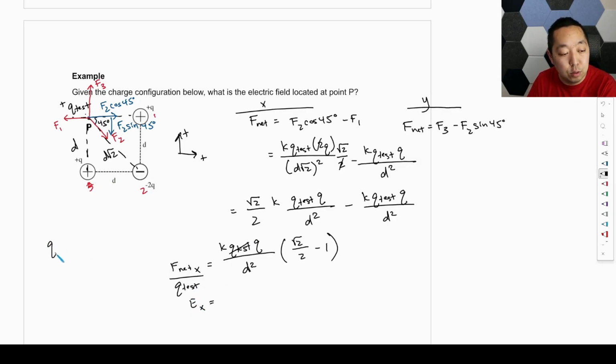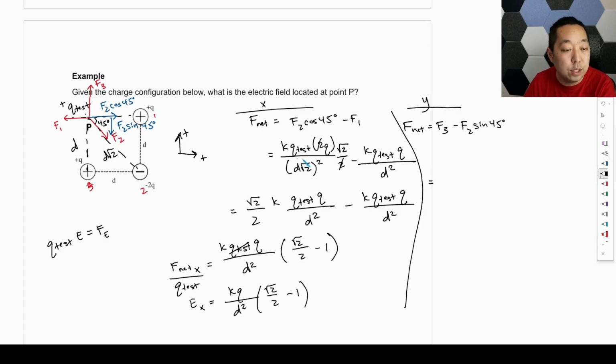The Q test times whatever electric field is there is going to be that electrostatic force. So you just divide that out, and that gives you the electric field in the x direction. Okay, root 2 over 2 minus 1. Now, let's look at the F net in the y direction here.